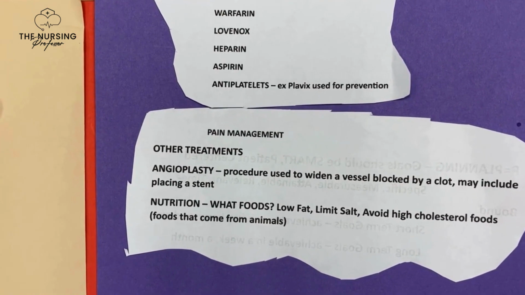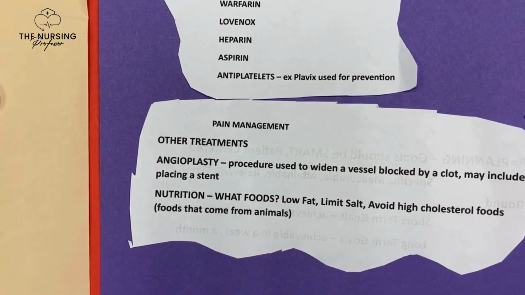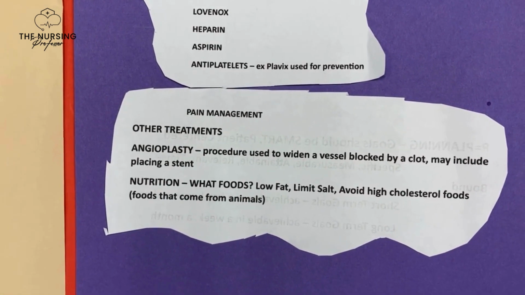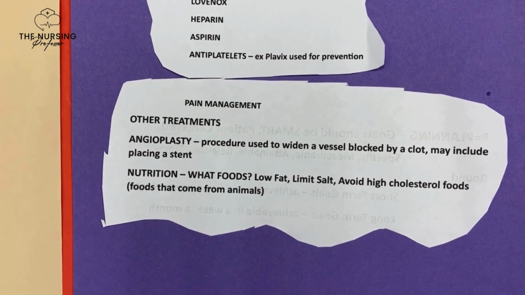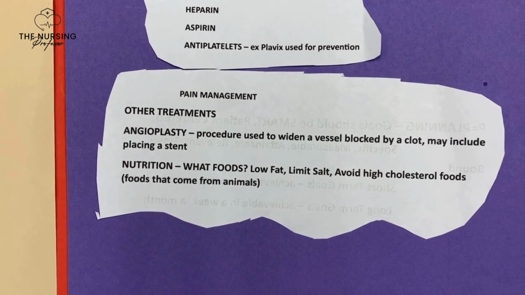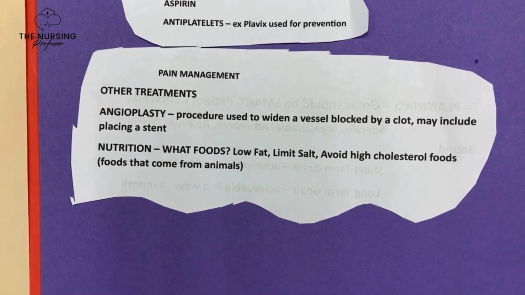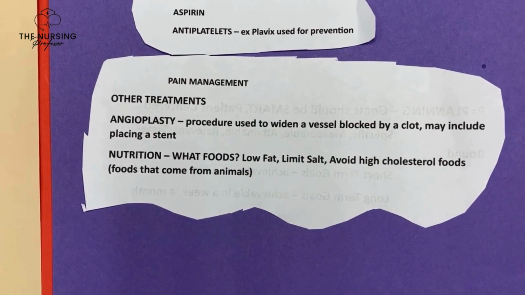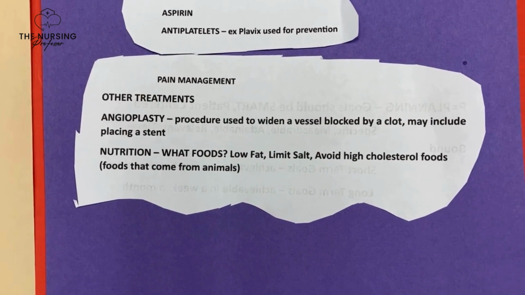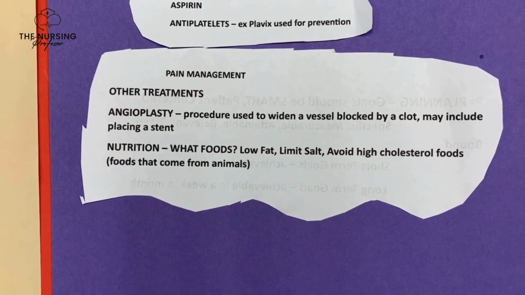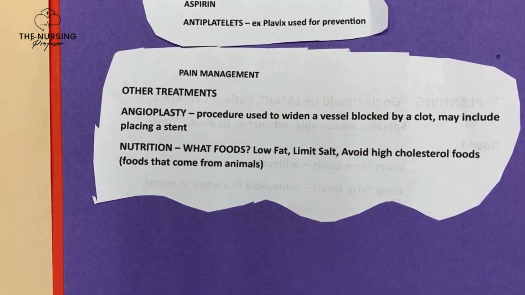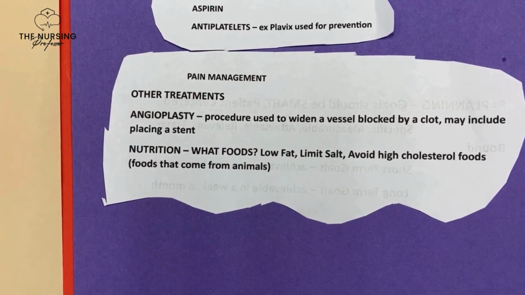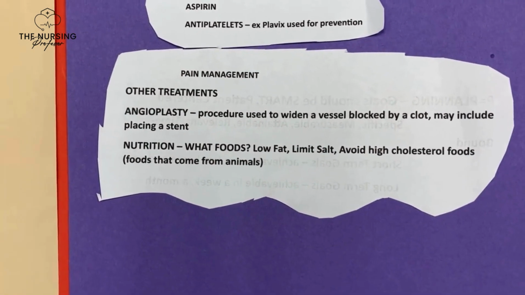Angioplasty is another procedure that can be done for a person who has suffered from a stroke. Angioplasty is a procedure used to widen a vessel blocked by a clot, and it may include placing a stent. A stent is a foreign object that's placed inside a vessel to keep it open, because the idea behind a person having a TIA or stroke is that that vessel gets blocked. And so we want to open it up so that that doesn't happen.